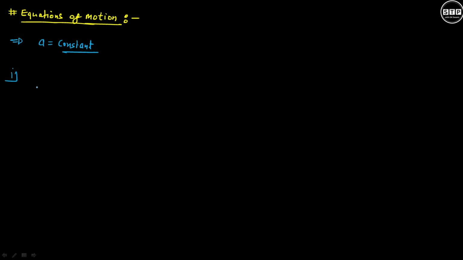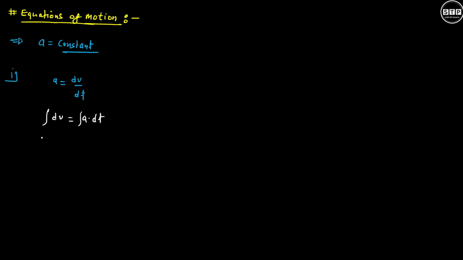As you know, acceleration a is equal to the rate of change of velocity, right? Can I write acceleration a as dv by dt? So now from here, if I write dv is equal to a dt, I can integrate both sides.